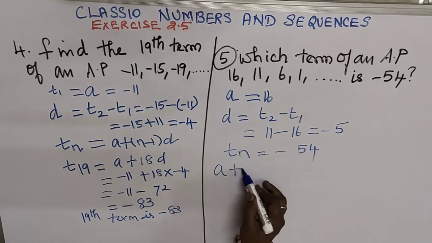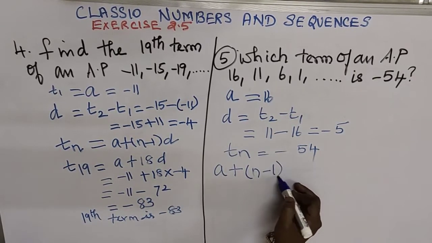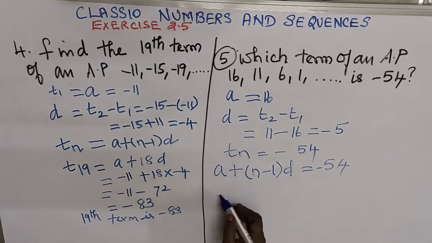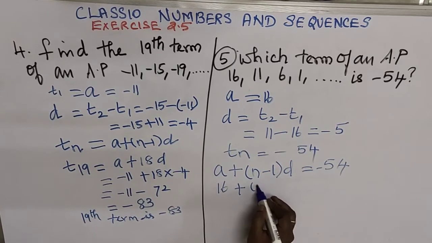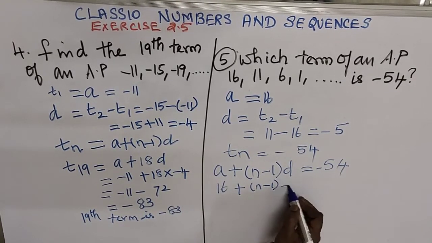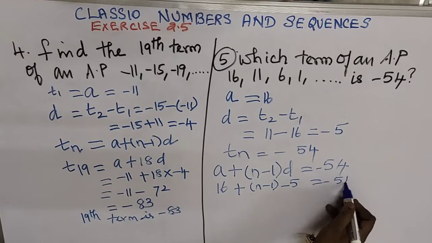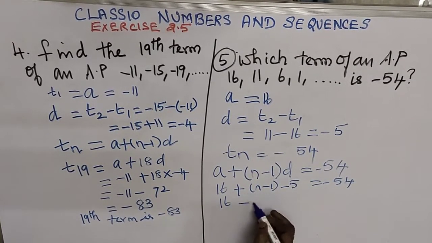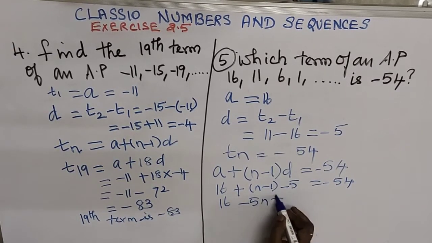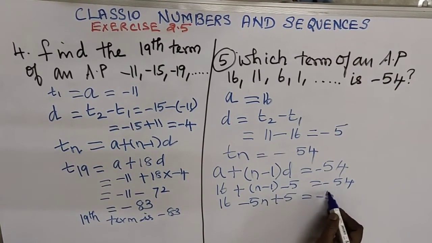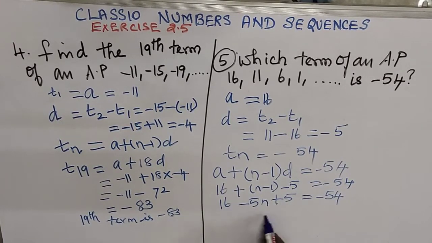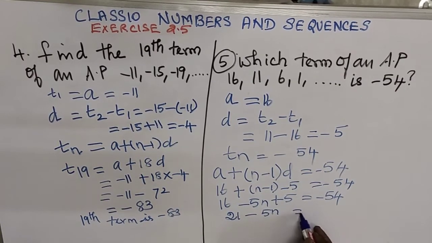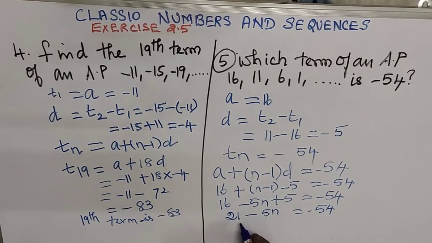So substitute the formula. a plus n minus 1 into d equal to minus 54. Substitute the values of a and d here. 16 plus n minus 1 into minus 5 equal to minus 54. So 16 minus 5n plus 5 equal to minus 54. 16 plus 5, 21 minus 5n equal to minus 54.